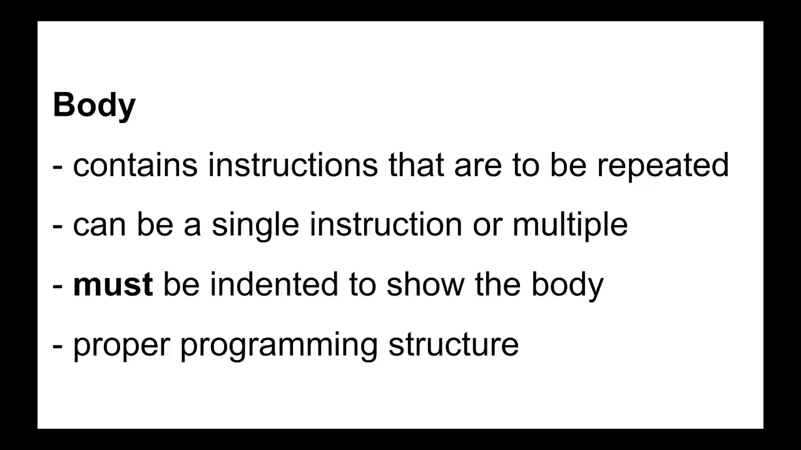So the body is the second part of any loop, and it's going to contain any instructions that are going to be repeated. Whatever happens over and over and over again. It can be a single instruction or it can be multiple. Now in our code, it's really important that we actually indent the body of any loop to show that it's part of that inner loop, that body, so it's easy to pick out. That's the proper programming structure. And if you want Mr. Van Rooyen to help you, it better be indented.